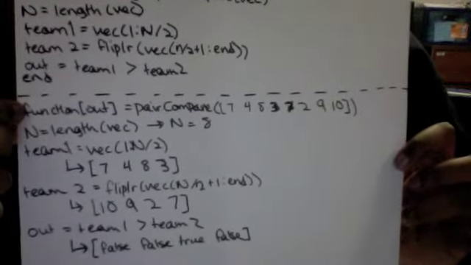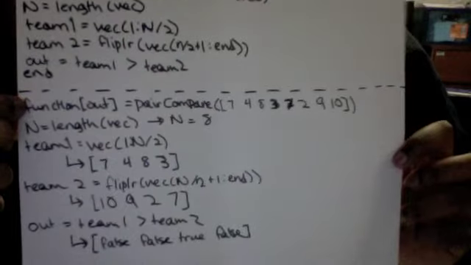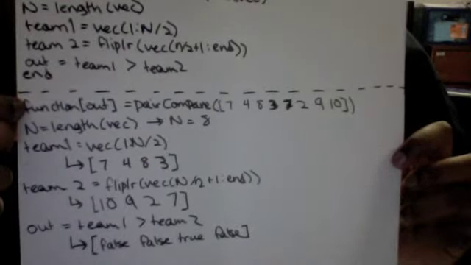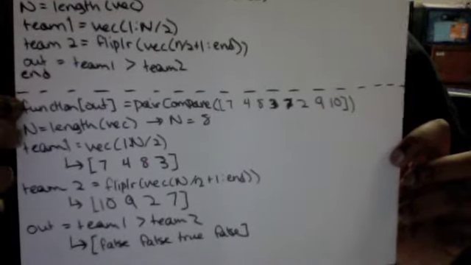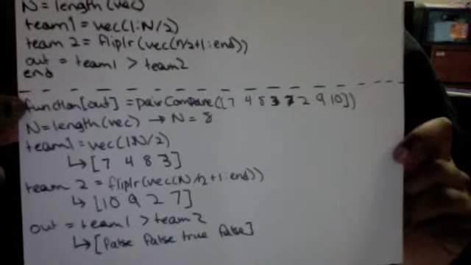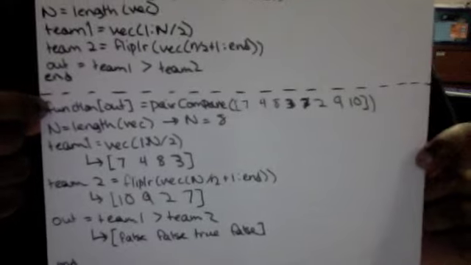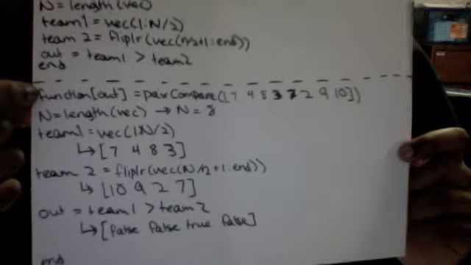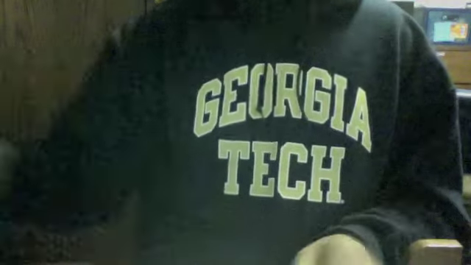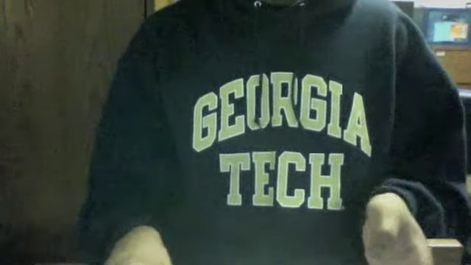Our output is going to be team 1 is greater than team 2, and it's going to return trues where team 1 is greater than team 2, which is only in one position for this given vector. And you can use this for many different test cases as well. This one should work.